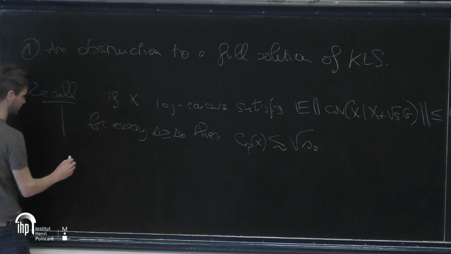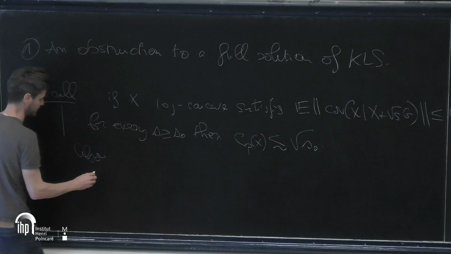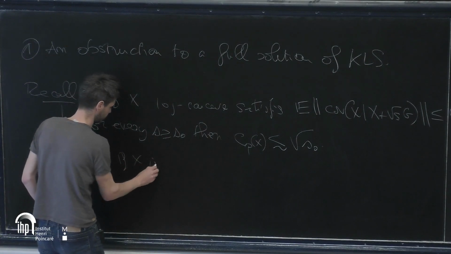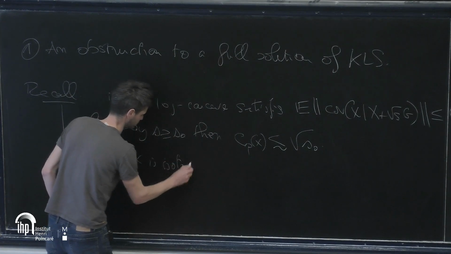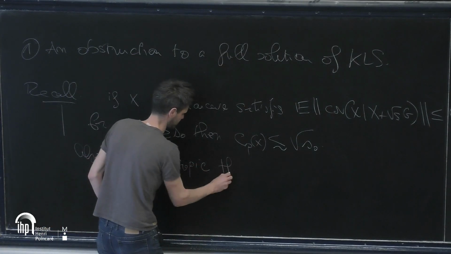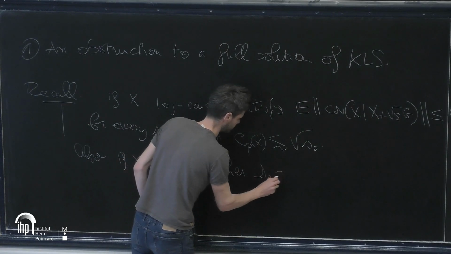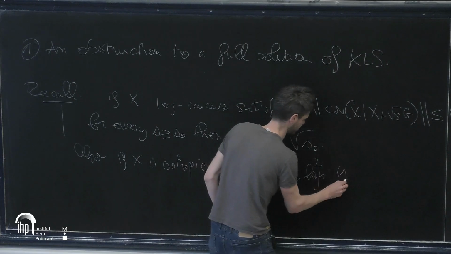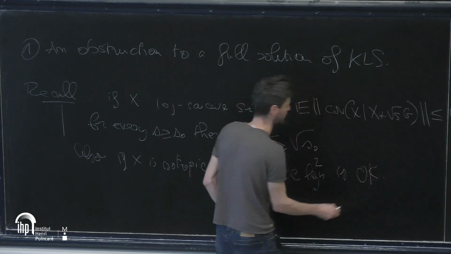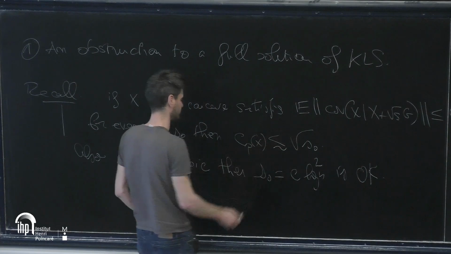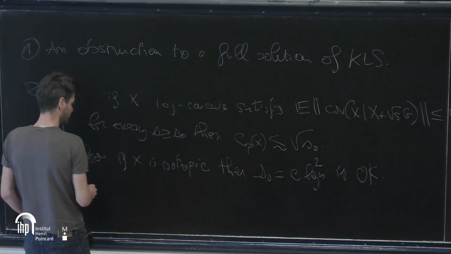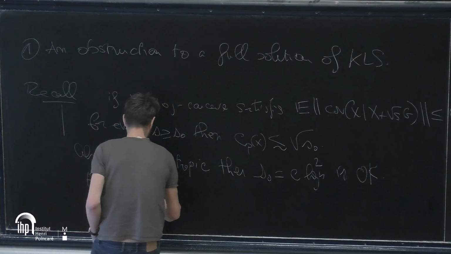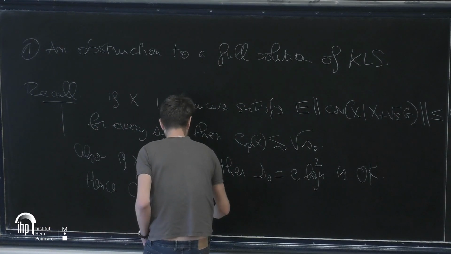And we have also seen that if x is isotropic, then s naught equals some constant times log n squared. I mean that this holds for this s naught. Hence, the log n bound.